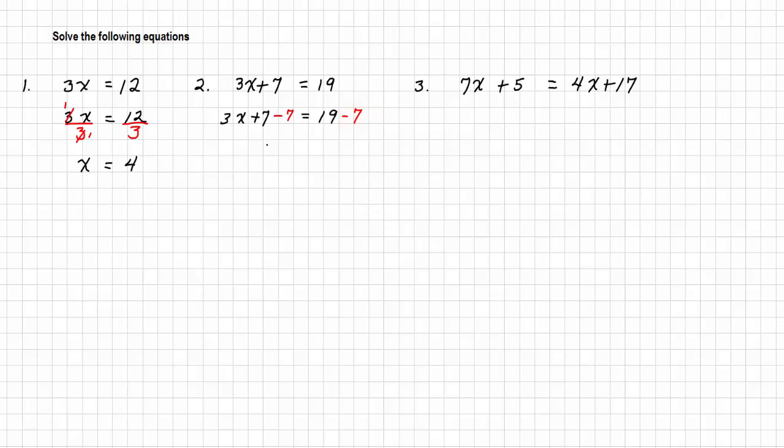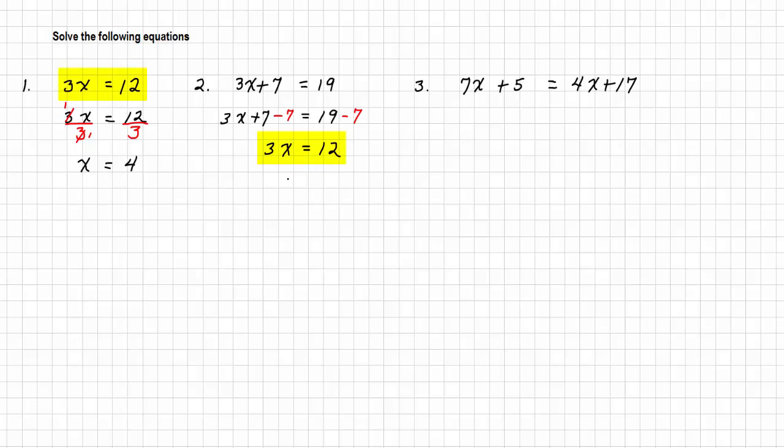So we end up with 3x plus 7 minus 7 equals 19 minus 7. On the left side, 3x plus 7 minus 7 is 3x, and on the right side, 19 minus 7 is 12. So we end up with 3x equals 12. You'll notice that this is exactly the same as equation number 1.